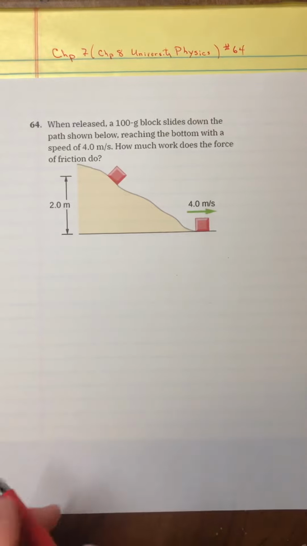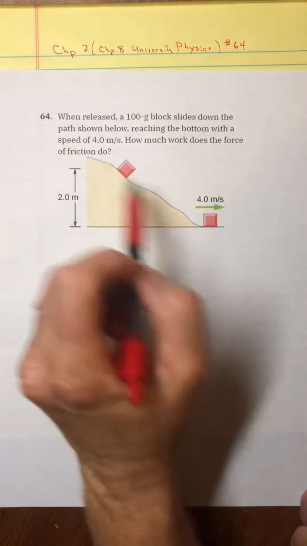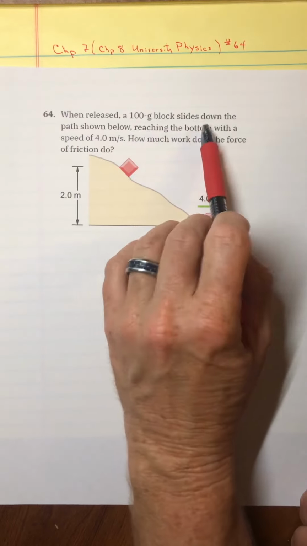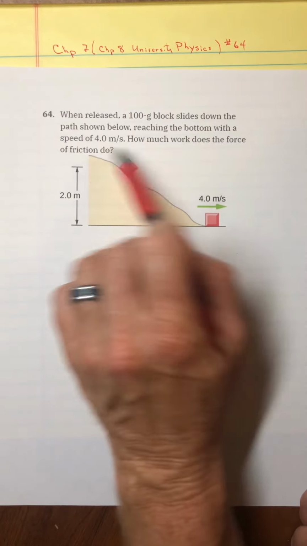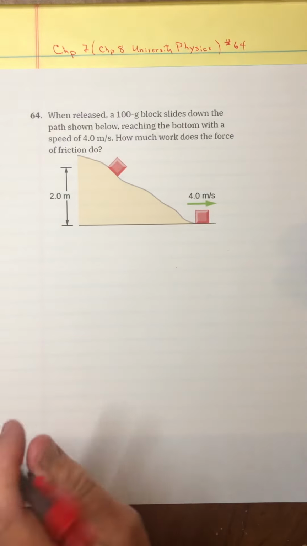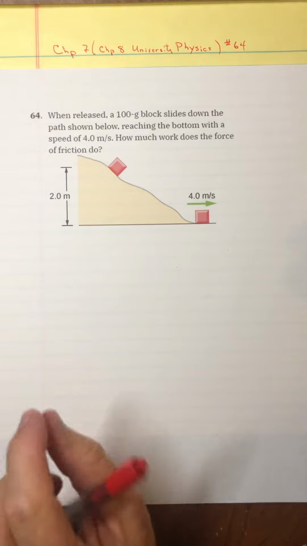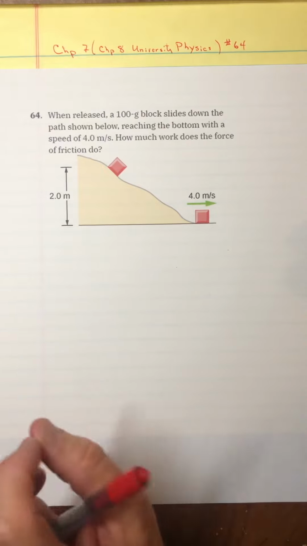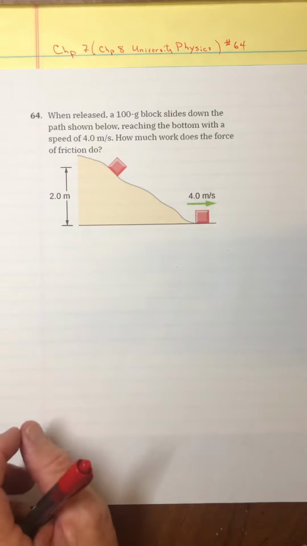All right, here, let me start another solution. Here it says, when released, a 100-gram block slides down the path as shown, reaching the bottom with a speed of 4 meters per second. How much work does the force of friction do?